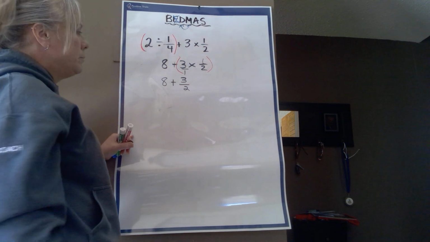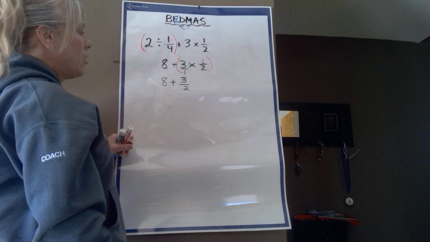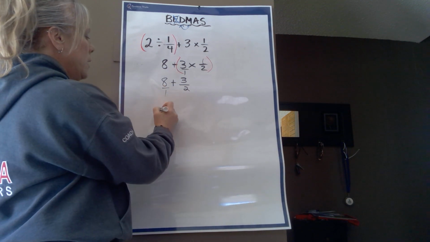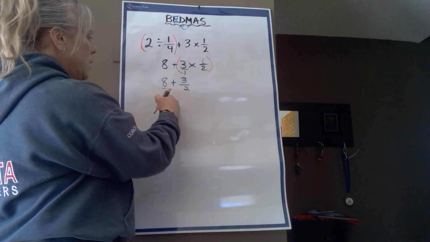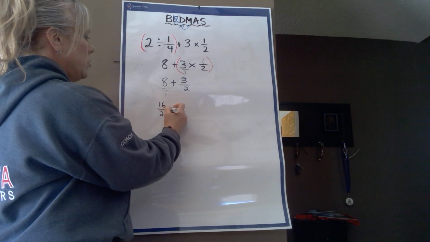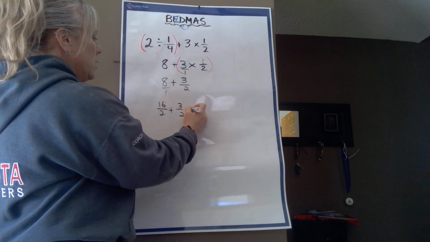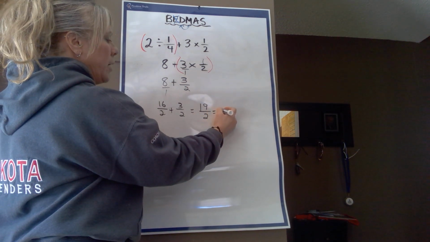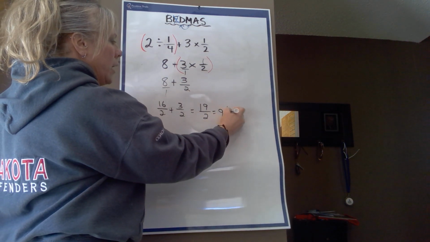Now we're down to one step. We're adding. Remember, we have to have a common denominator. So we need this to be times by 2, times by 2, so 16 over 2 plus 3 over 2. Final answer is 19 over 2, and then put it into a mixed fraction, which is 9 1/2.